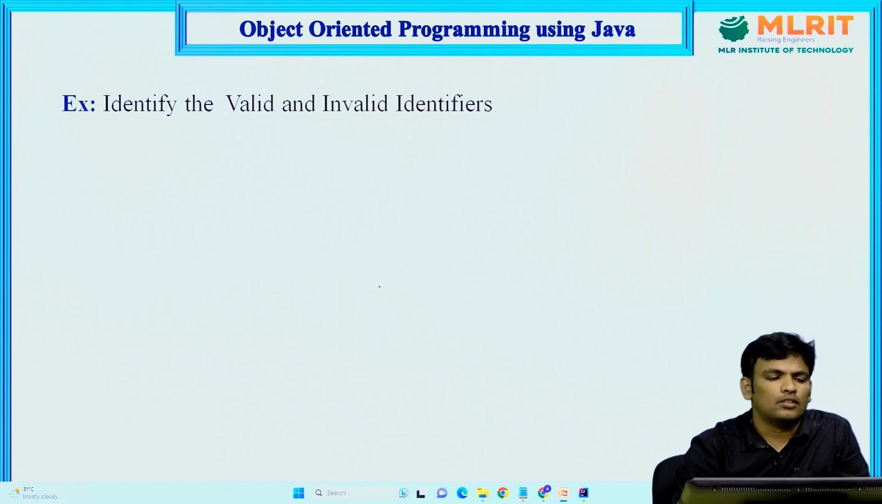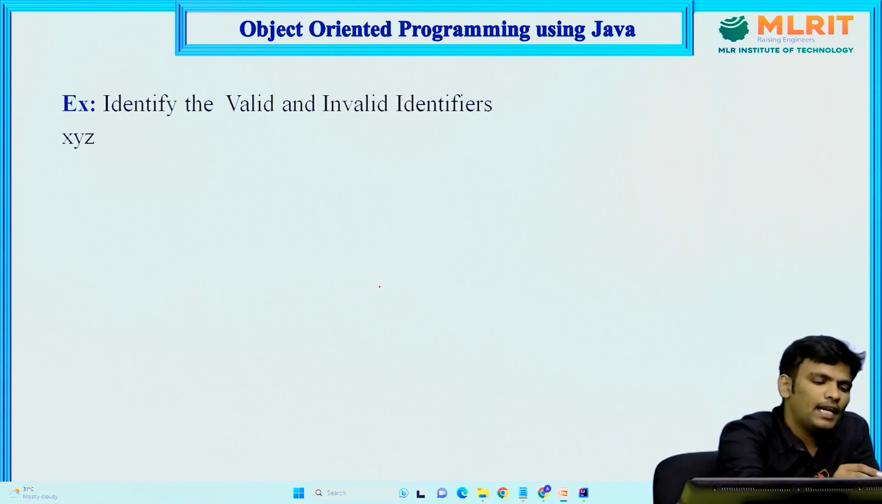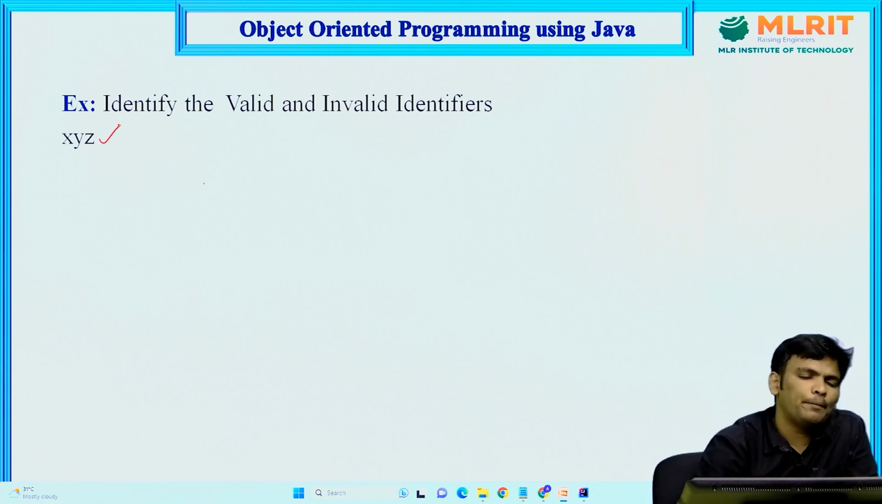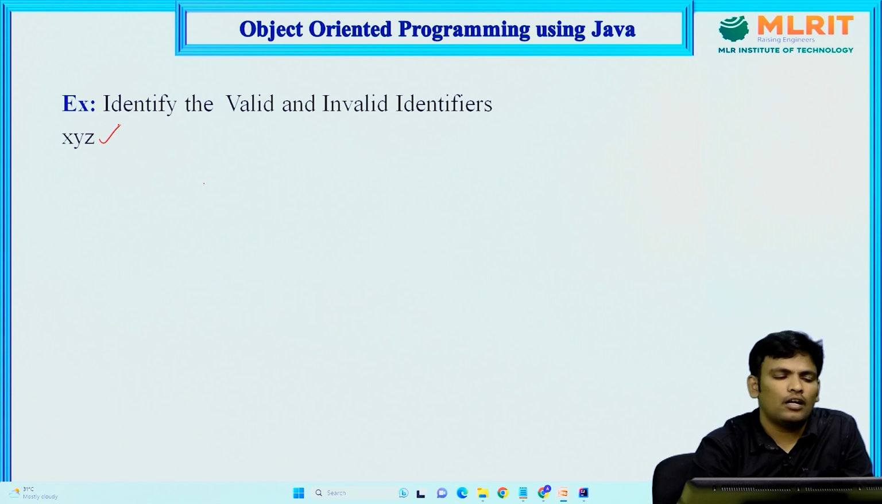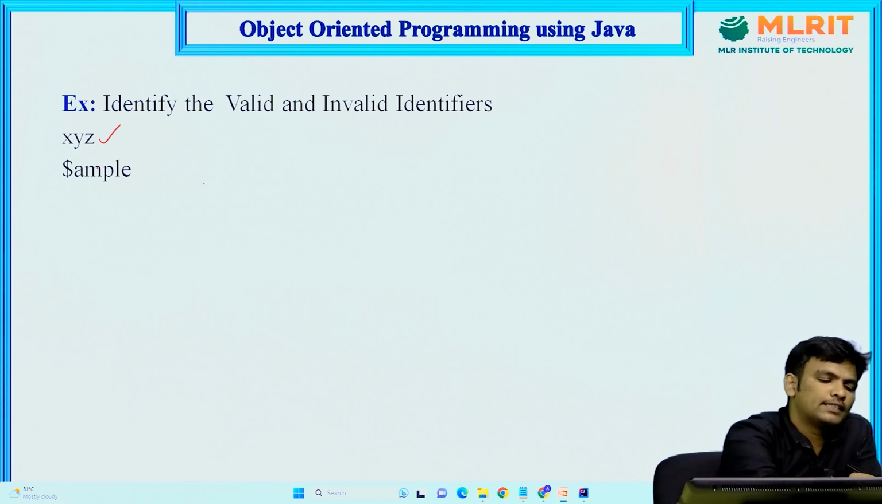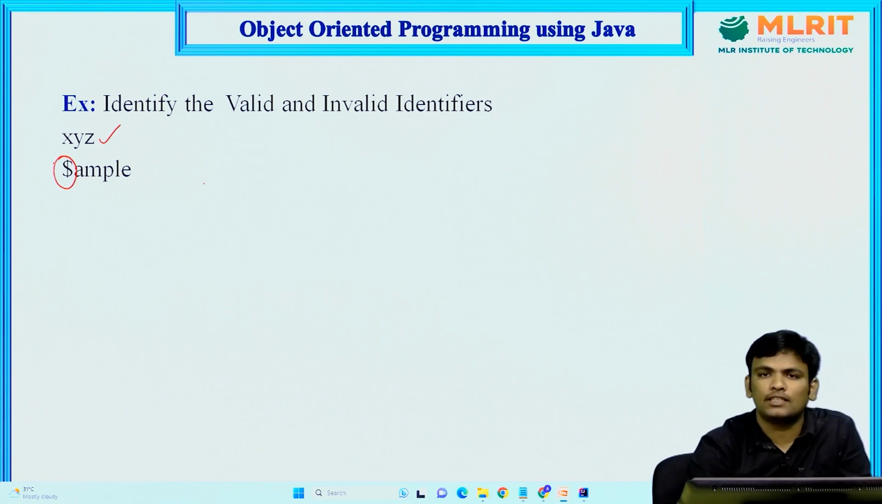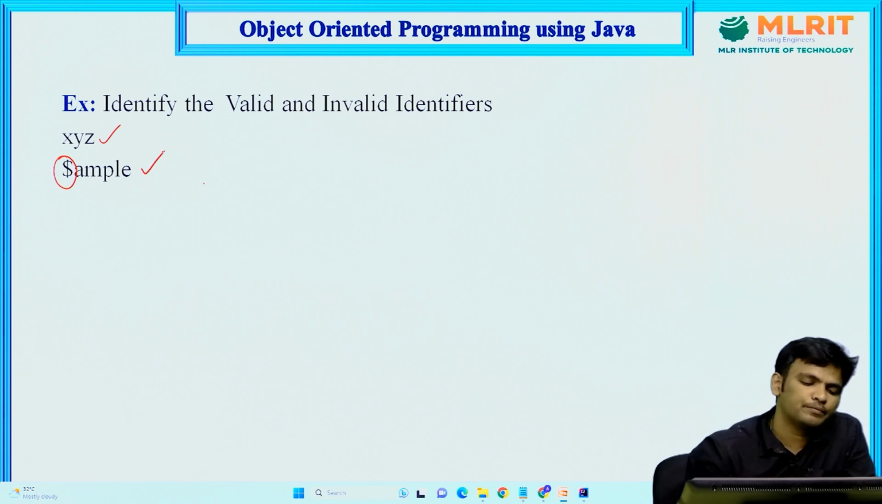Here, suppose you take an example: x, y, z. This is a valid identifier. Why? Because x, y, z contain only alphabets, so it is an identifier, no problem. Now suppose you take one more example, a sample, where instead of S I am taking a dollar. The special character dollar is allowed, so this is also valid.